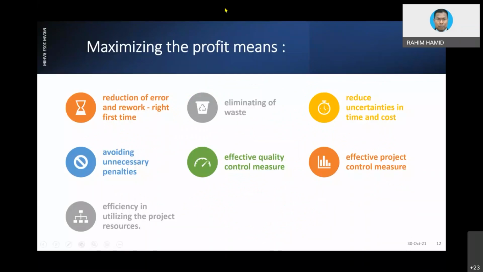Excuse me, Cik, I have a question. Hello? Okay, sorry, go ahead. Attendance? Not yet. Attendance is going to be shared at the end, normally at the end of the class. Okay, thank you.